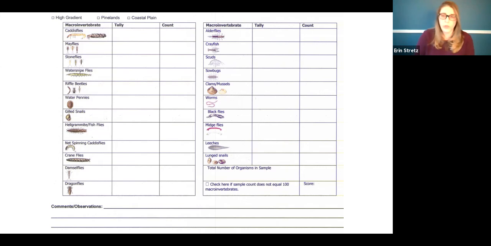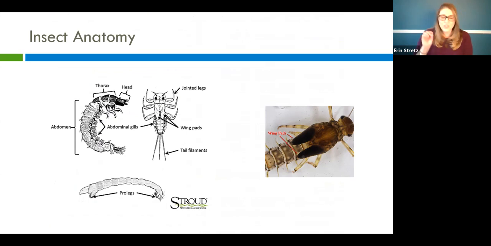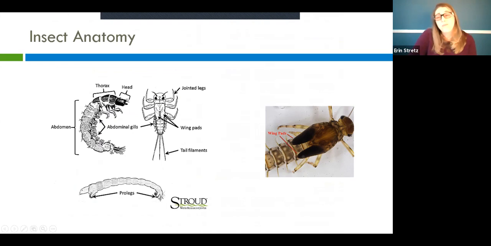There are some basic structures that I'll be referring to during this session. So I figure we can do a very brief overview of basic insect anatomy. So there are three major body segments on an insect. We have the first segment at the top, that's going to be the head.